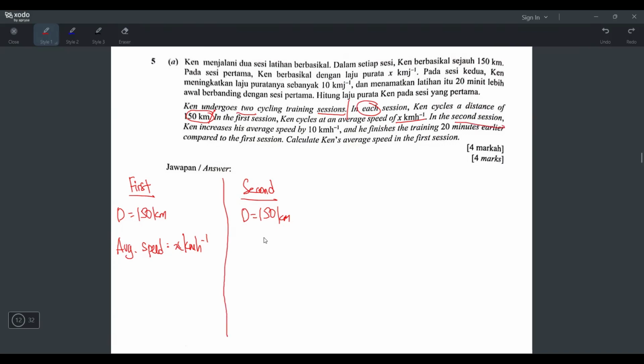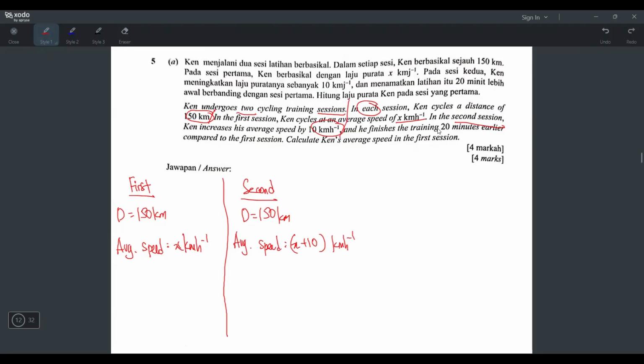In the second session, Ken increases his speed by 10 kilometers per hour. So the average speed here is not the same as the first session. In the second session, he actually increased his speed by 10, so instead of X, it becomes X plus 10. But the unit is still kilometer per hour. Okay, so far so good.